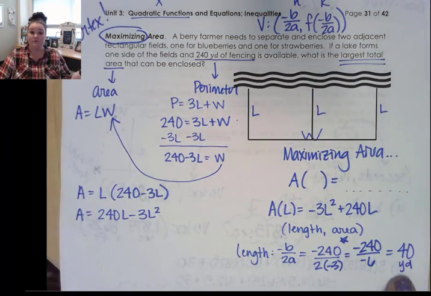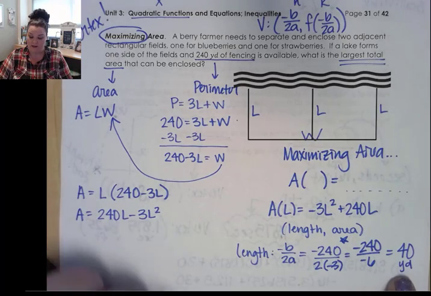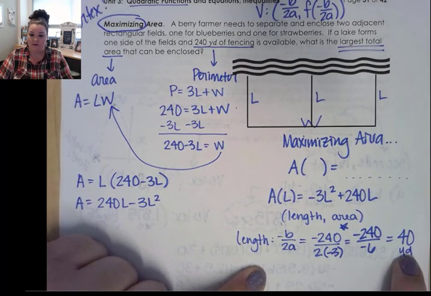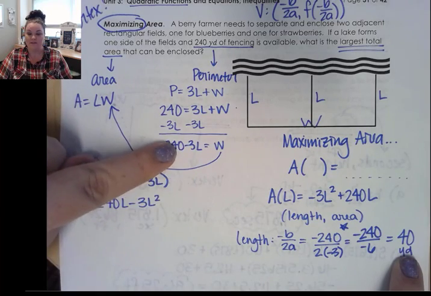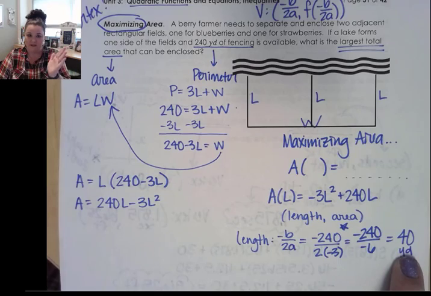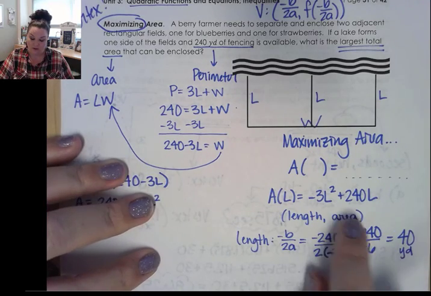Now, there will be problems where it will ask you to find the length and the width. And once you find the length, you could then plug that back in over here to figure out what the width is. But it didn't ask us about the different dimensions. It's asking us for that total area.